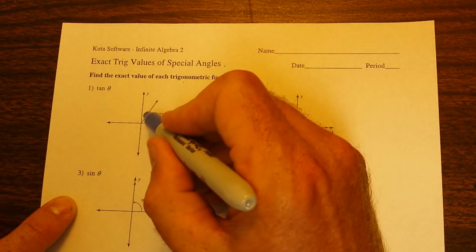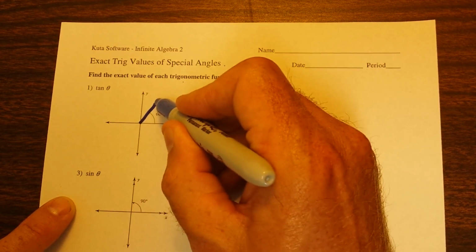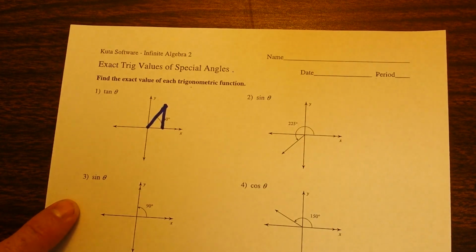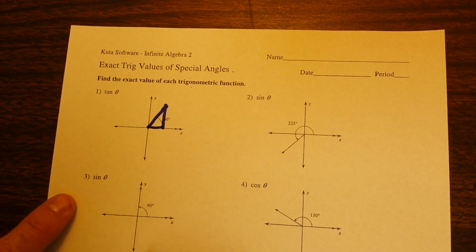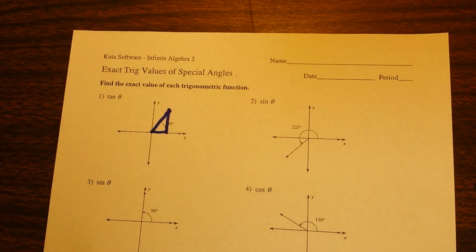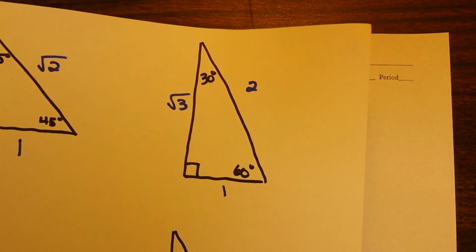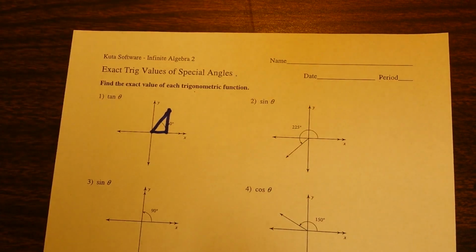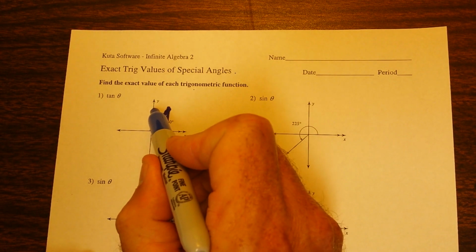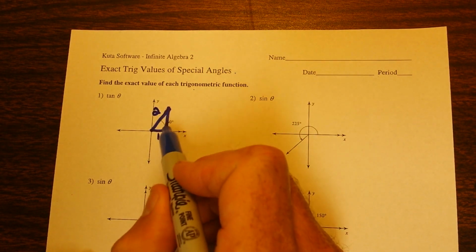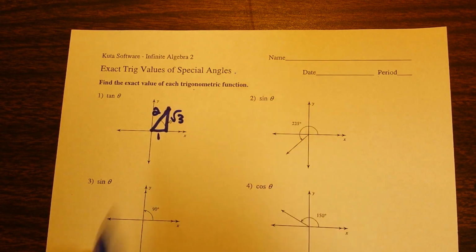So look at this 60-degree angle here. I can create a right triangle by dropping an altitude to the x-axis. You're always going to drop that to the x-axis. And then if I look at my reference triangle here, 1, 2, radical 3, the short leg is 1, the hypotenuse is 2, and the long leg here is radical 3.